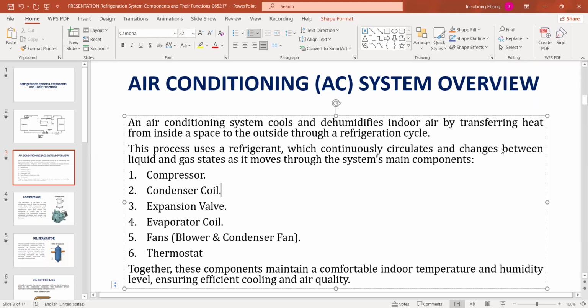All right, thank you. The air conditioning, in bracket AC, system overview. This is the overview of the air conditioning system. An air conditioning system cools and dehumidifies indoor air and transfers heat from inside space to the outside through a refrigeration cycle. This process uses a refrigerant which continuously circulates and changes between liquid and gas state as it moves through the system's main components.